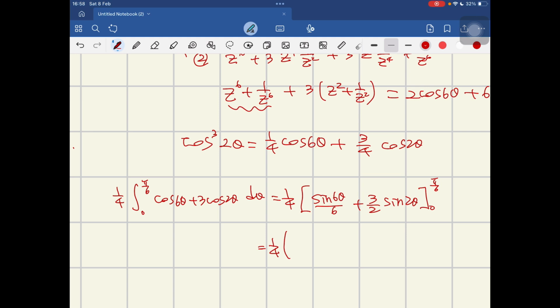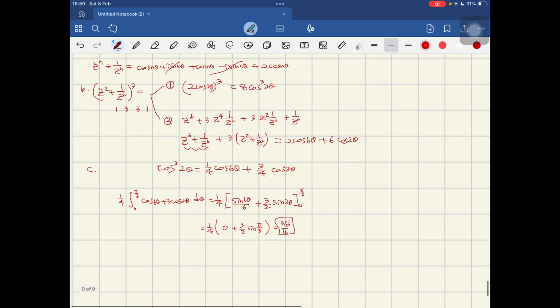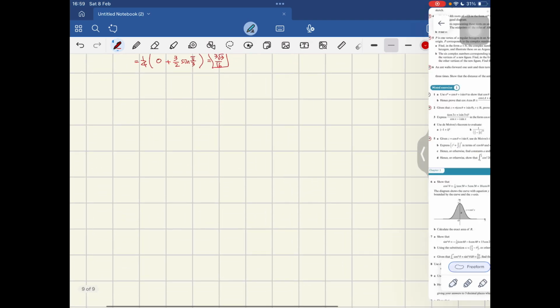The first term is 0 because it's sin pi, plus 3 over 8 sin pi over 3, minus 0. So now 8, 16, 3 root 3 over 16. And the next question.